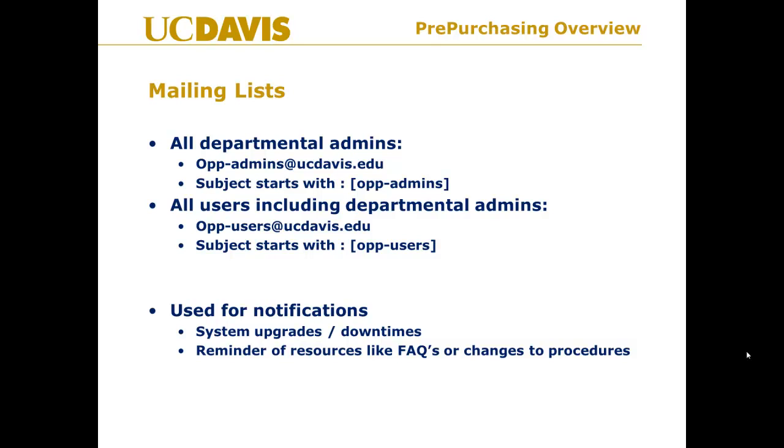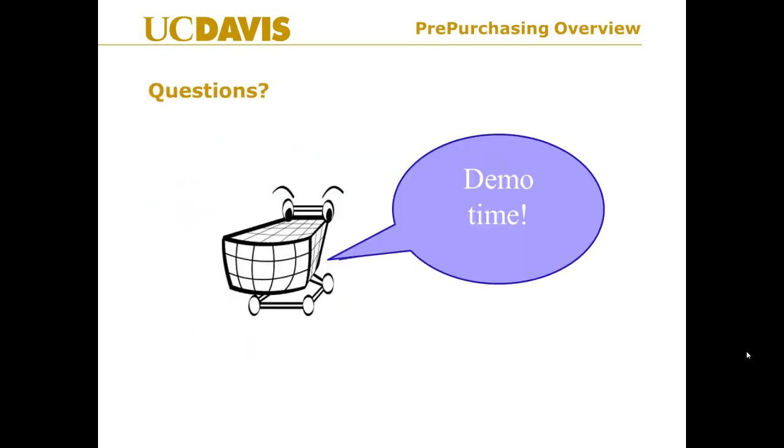So, mailing lists. You'll be added as a departmental admin to the departmental admin mailing list. This is not optional. If you remove yourself from the mailing list, you'll just be added back in automatically. We don't use this very often, but if we're having some system upgrades or if we're experiencing significant downtimes, sometimes we will blast off an email to these. Also, all users are added to the user mailing list. Currently, we have not used that one at all, but it is there if we need it.